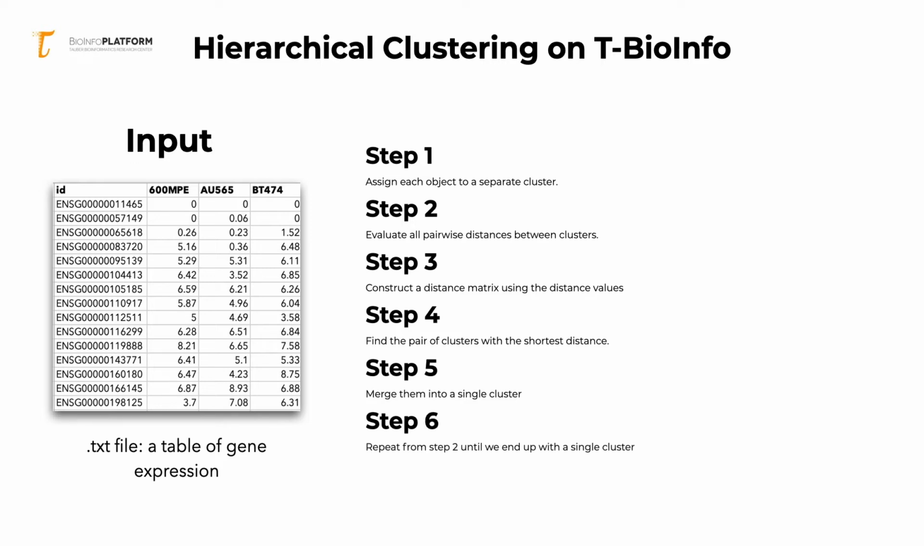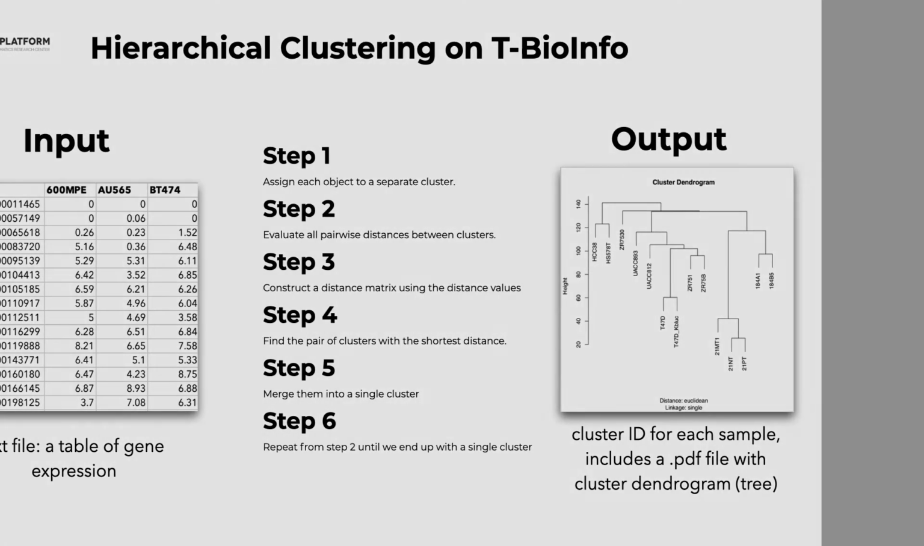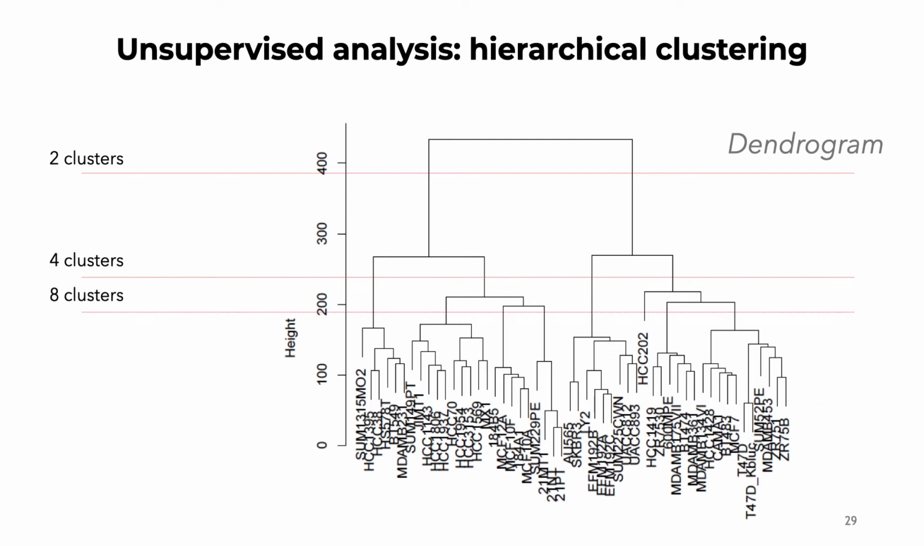And as a result, what do we get? We get the hierarchy of our samples organized into a dendrogram. Here we have an example of a dendrogram, and you can see that we can cut it off at different points to get the desired number of clusters. At the very top, we have 2 clusters, then we have 4 clusters, then we have 8 clusters.